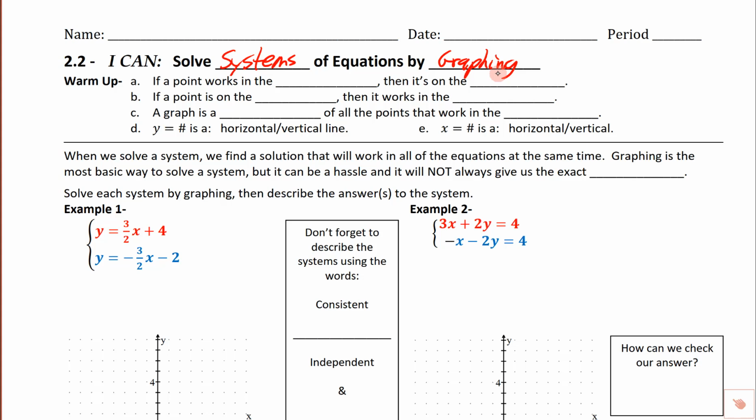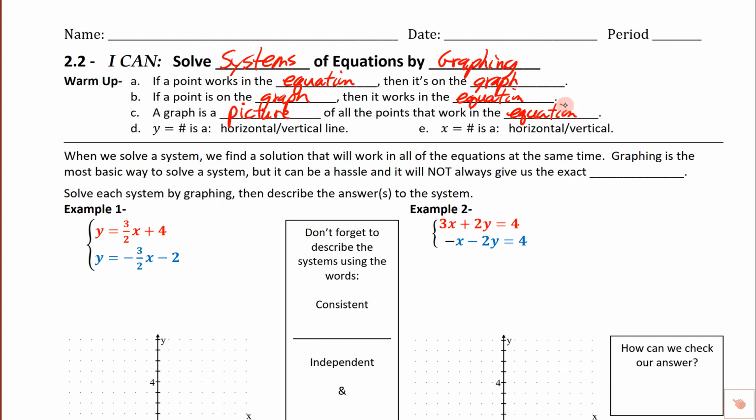Quick couple of warm-up questions here. If a point works in the equation, then it's on the graph of that equation. And by the same token, if a point is on the graph, then it works in the equation. Those two things are related, just like we've talked about before. A graph is a picture of all the points that work in the equation. Good thing to keep in mind.